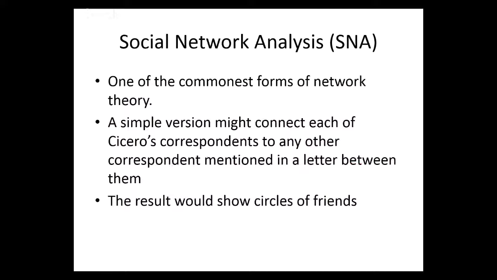One of the commonest is the social network analysis, and this is really 7 degrees of Kevin Bacon in a slightly more rigorous form. So what you can do with it, and you can develop it in different levels of rigor. A simple version would take all of Cicero's letters, written in a pretty narrow period, about a decade, and you would connect Cicero to anybody he wrote to, and then you would connect the people who he wrote to to other people mentioned in that letter.